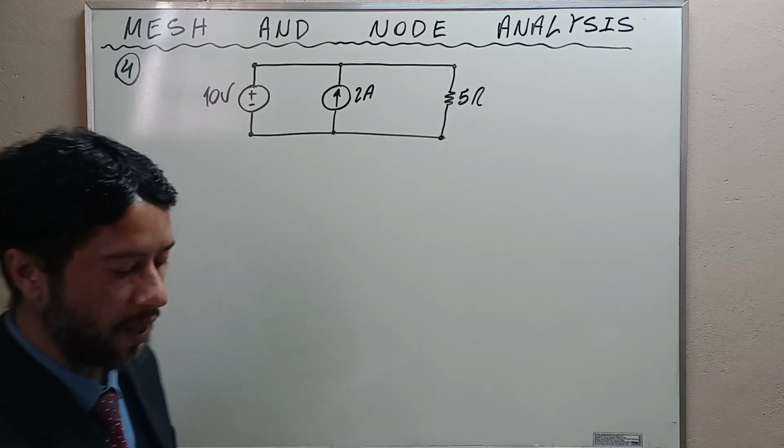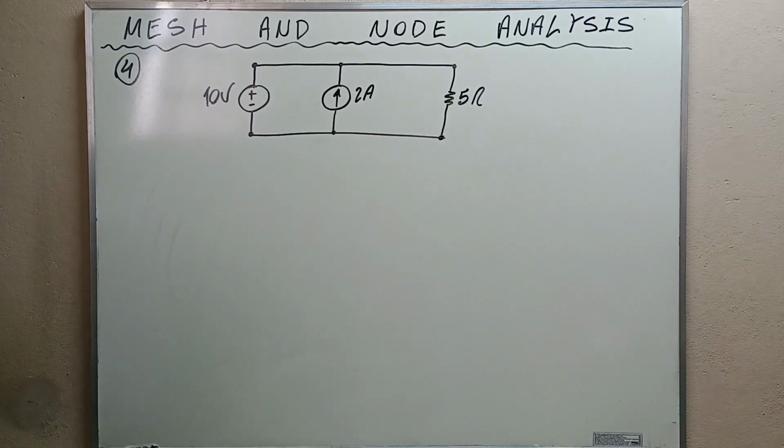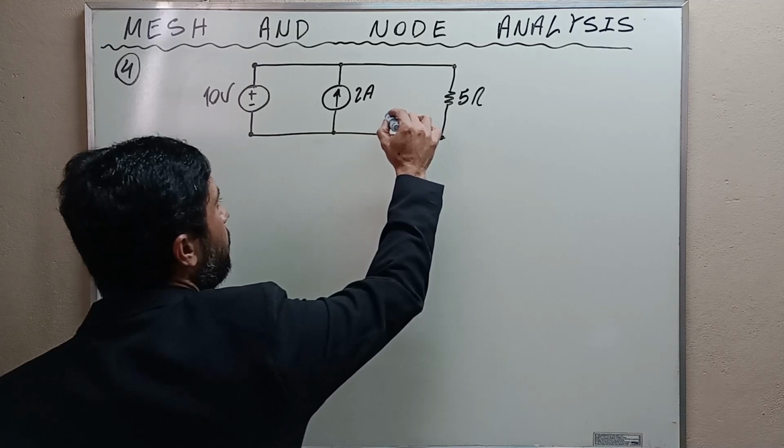Exercise number 4. Determine the power delivered by each of the sources and absorbed by the resistor. Okay, my friends, this is the exercise. Let's go to the solution. And to solve this exercise, it is paramount that we observe that the current of the current source must flow somewhere. And it turns out that it is going to flow through the resistor.